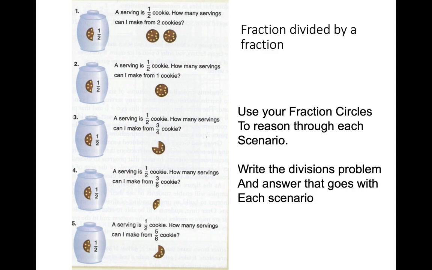Well, starting with that one, you might imagine we could cut each of those cookies into halves, and there'd be 4 half cookies, so there'd be 4 serving sizes, right? And in number 2, how many serving sizes can you make from 1 cookie? Similar thinking. I think we'd agree that you could make 2 servings. But then it changes with number 3. It says a serving is half a cookie. How many servings can I make from 3/4 of a cookie? So starting with 3/4, how many servings would that be? Why don't you think about that for 1 second?